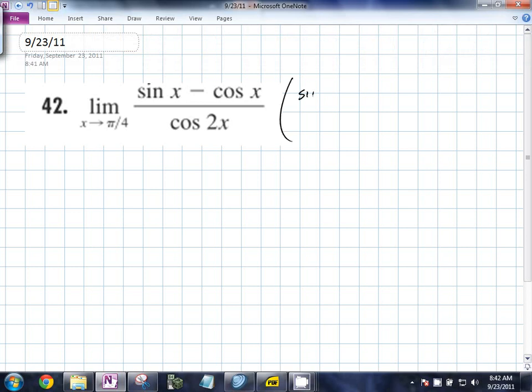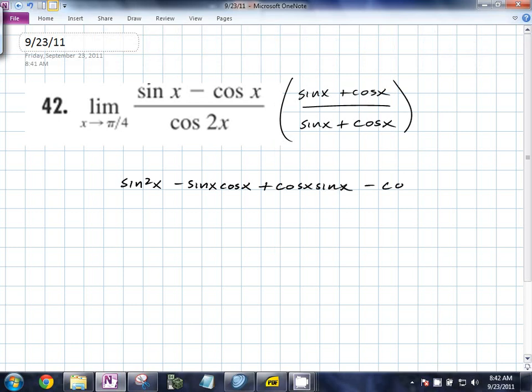How about sine x plus cosine x over sine x plus cosine x? Yeah, we've done this several hundred times earlier in the class. It's not a new thing. So when we multiply this out, we get sine squared x plus sine x cosine x, oh, sorry, I reversed those, minus cosine squared x, all over cosine 2x sine x plus cosine x.